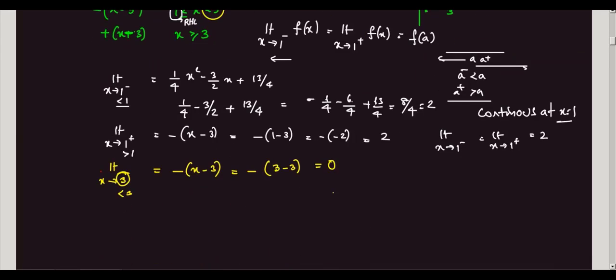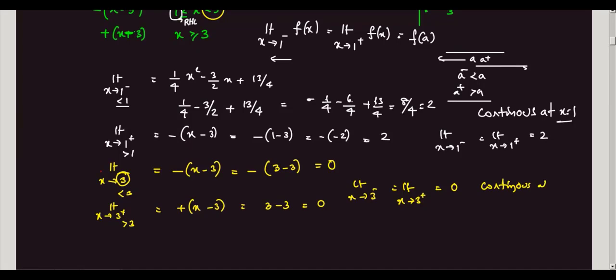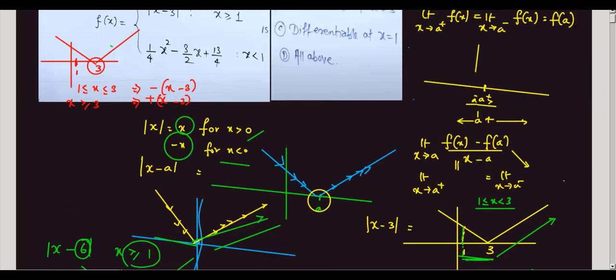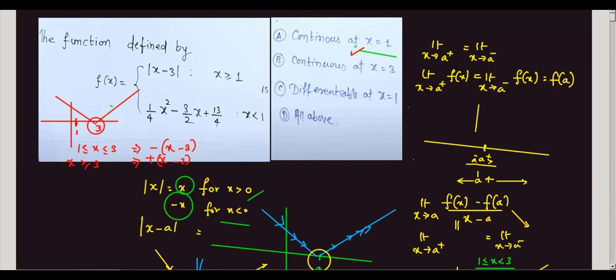Okay, so limit extends to 3 plus that equal to greater than 3, plus of x minus 3, substitute பண்ணுமா, 3 minus 3 எவ்வள? 0. So limit extends to 3 minus equal to limit extends to 3 plus, that equal to 0, so that is continuous at x equal to 3. So, second option is satisfied. Okay வா? So, second option correct.